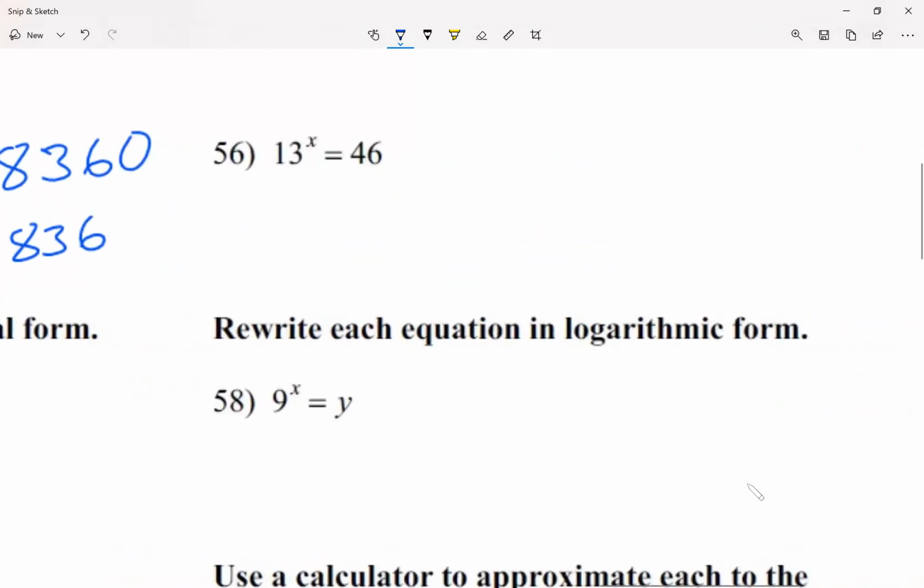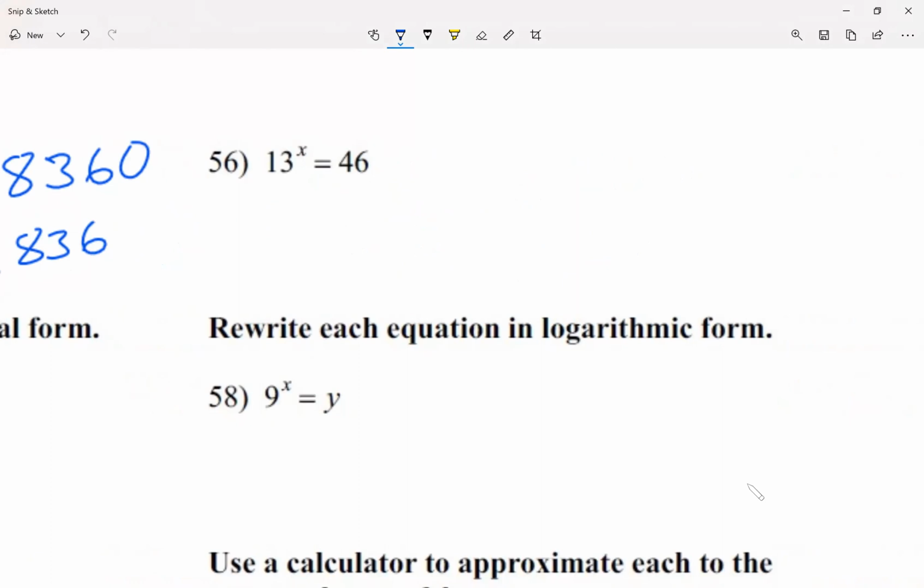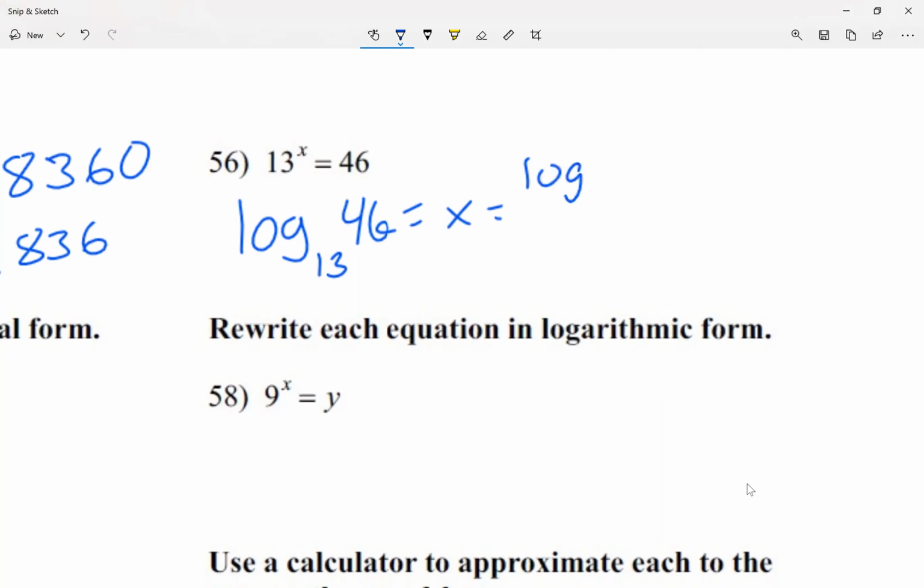All right, let's take a look at number 56. I expect x to be between 1 and 2, so 1 point something. Because 13 to the 1 is 13. 13 to the 2 is 169. When I write this in logarithm form, I write this as log base 13 of 46 is equal to x. If I cannot change my base on my calculator, I'm going to go log of 46 divided by log of 13.